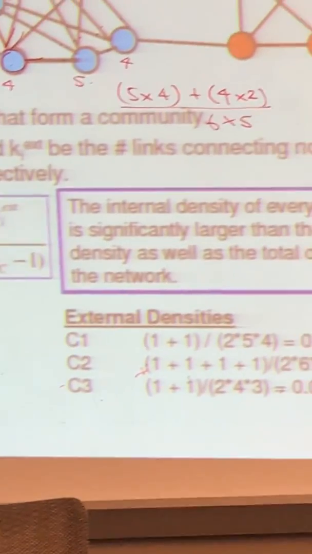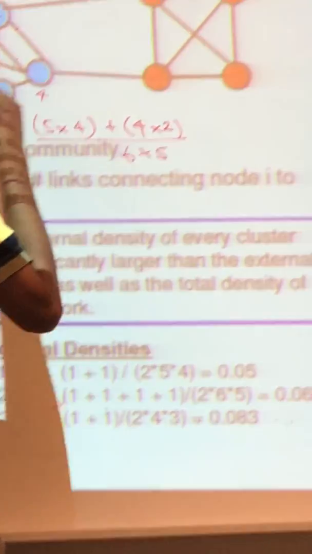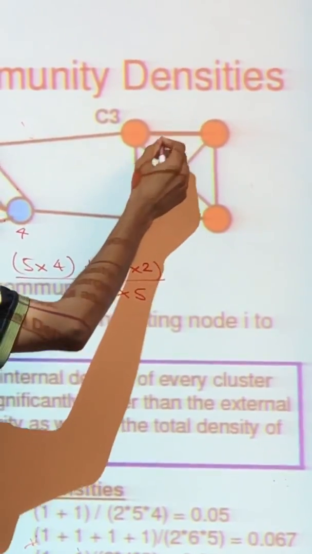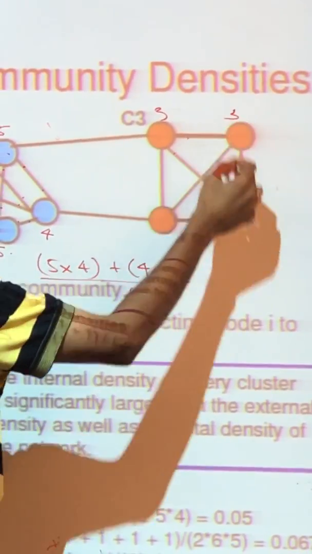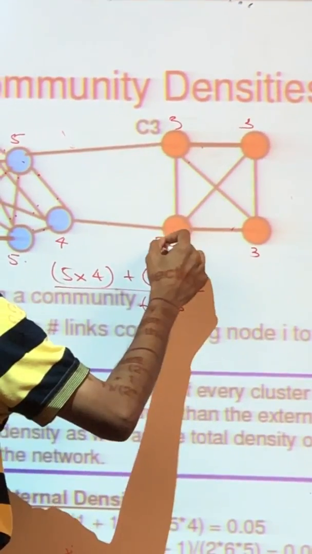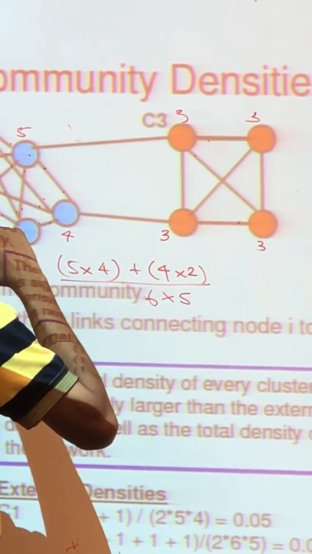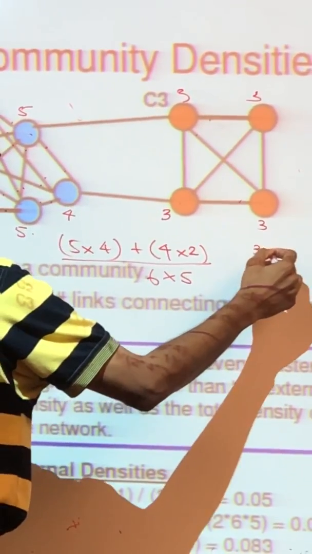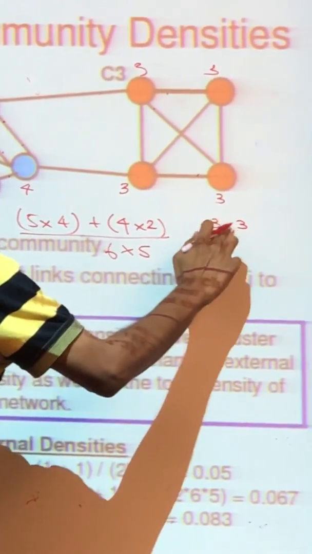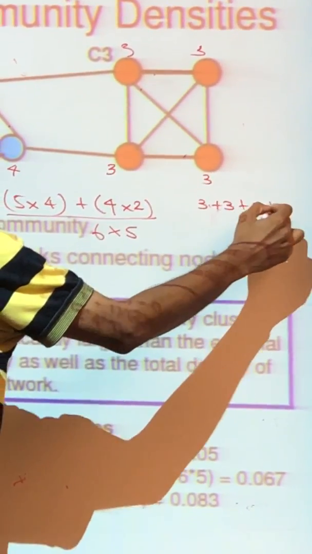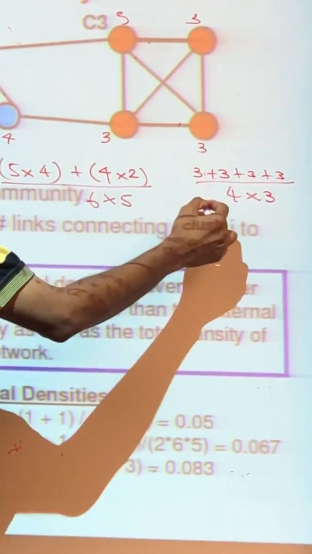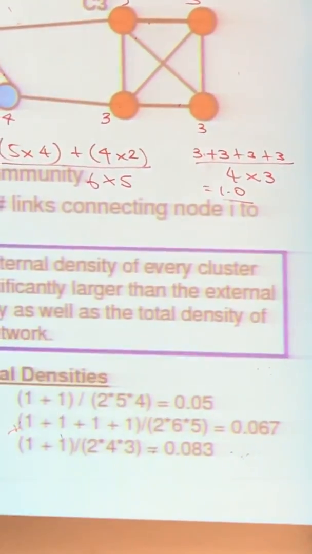Is that clear? Now what about this community? What are the internal degrees of the vertices? 3 here, 3 here, 3 and also 3. So it's going to be 3 times, also 3 plus 3 plus 3 plus 3, 4 times 3, right? So that is going to be 1.0. So this number is right.